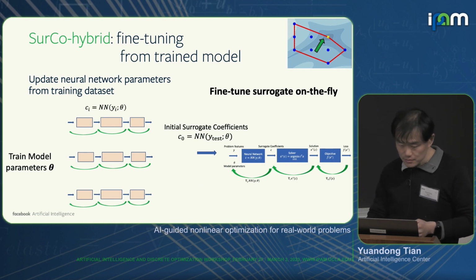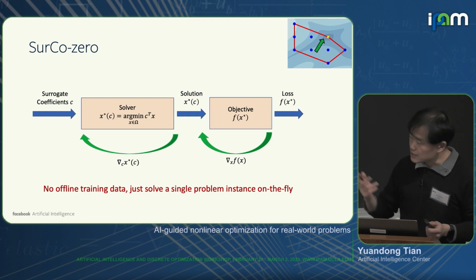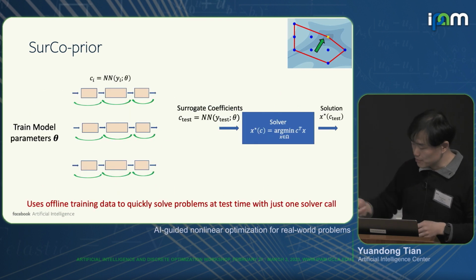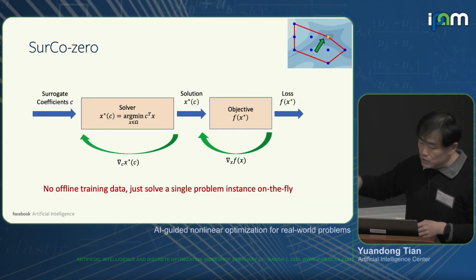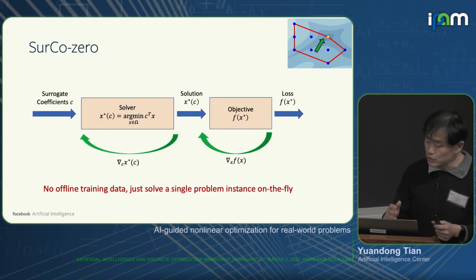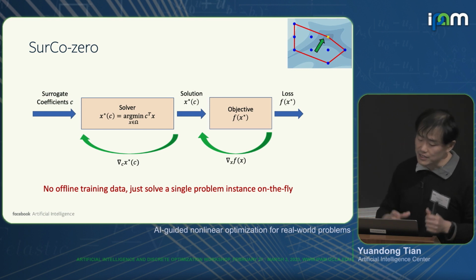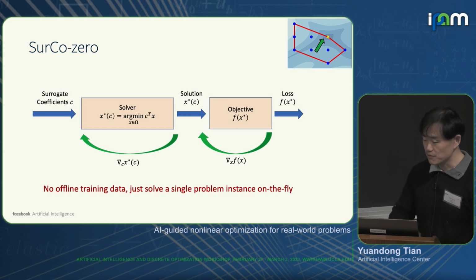Okay. So I think here's a summary. For SurCo zero, what's happening is that you have these 2 blocks to optimize, and then you do backpropagation. You don't need any offline train data. You just optimize that specific function f. Just solve a single problem instance on the fly.